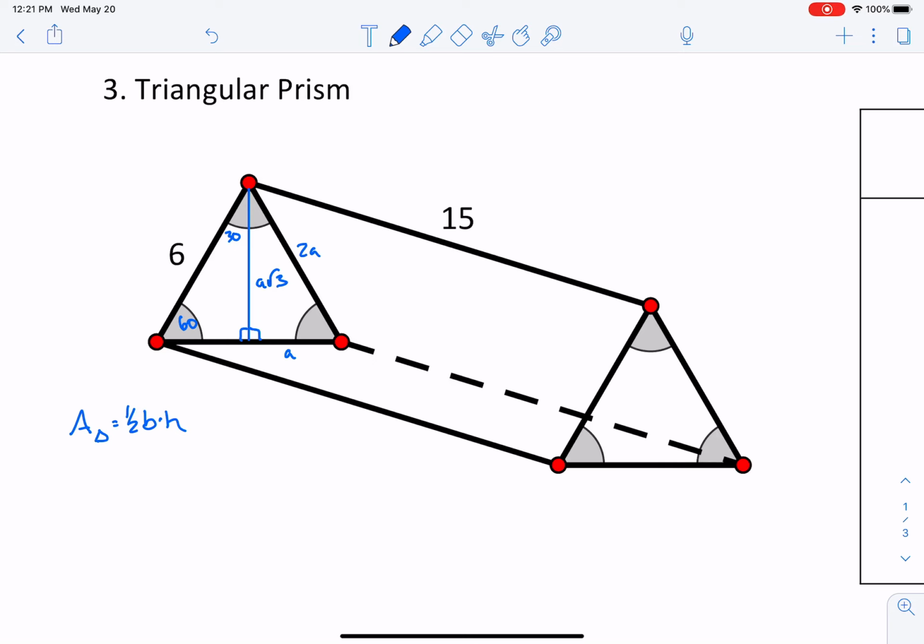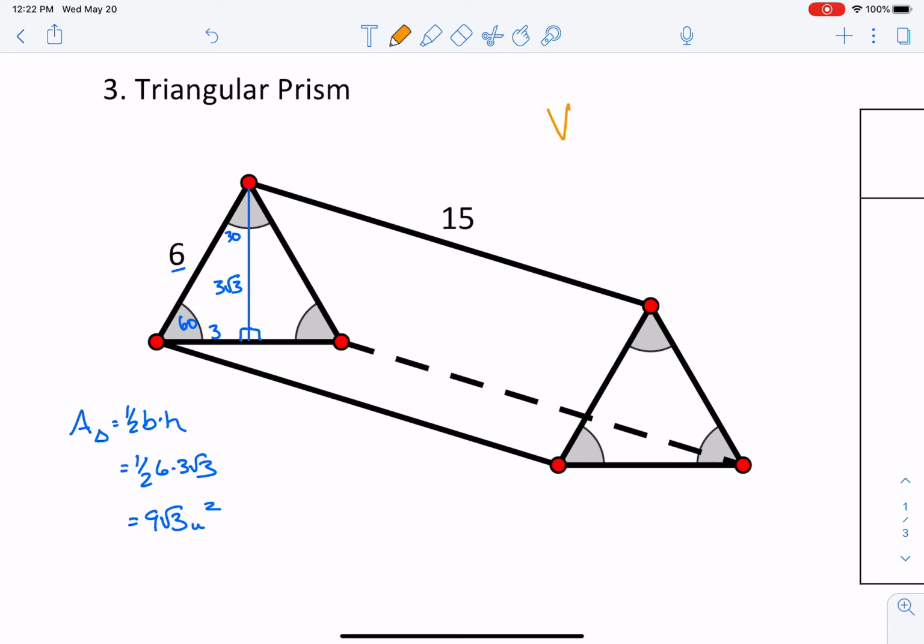Well, that means that if this side is 6, this would be 3, and this would be 3 root 3. I'll erase the other ratios so it's not as confusing. So the height of our triangle is 3 root 3, and our base is 6. So 1/2 times 6 times 3 root 3 is 9 root 3 units squared. Well, that bit of information is going to be very valuable in calculating the other properties of this triangular prism.